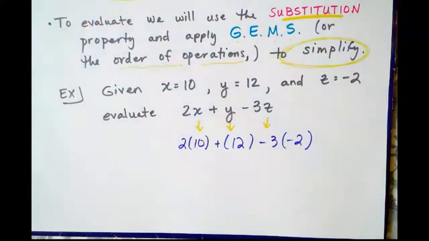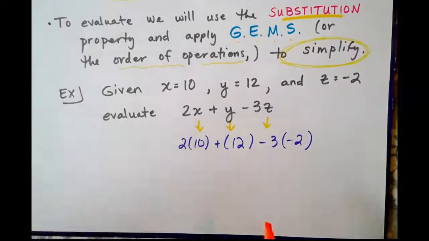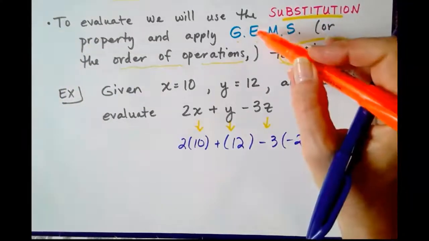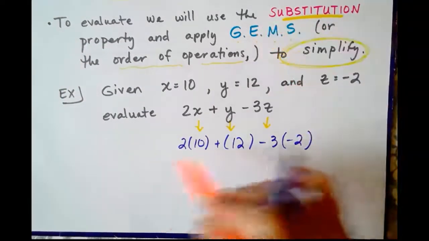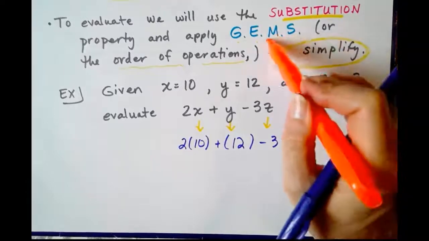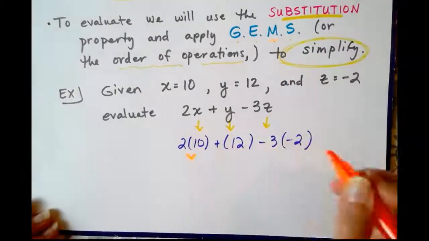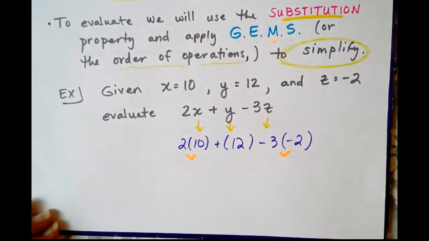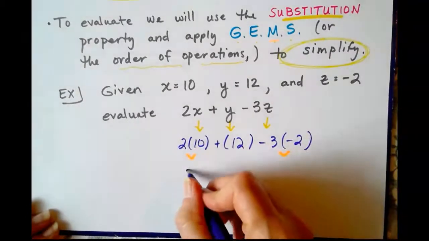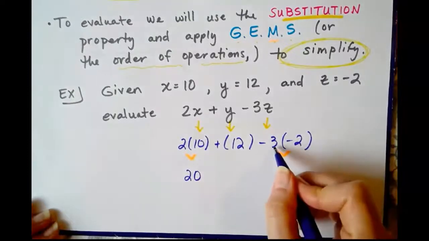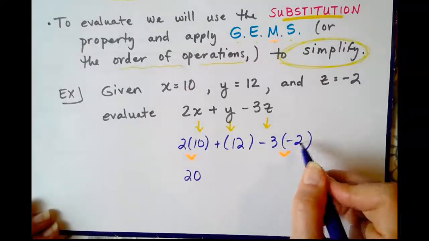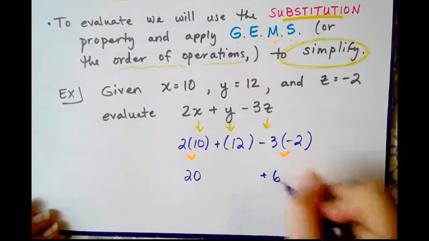Next we're going to follow the order of operations: grouping symbols, exponents, multiplication or division, subtraction or addition. So we do have some grouping symbols, but there's nothing to do inside of the grouping symbols, and that's what that G really represents. Next is E for exponents. There's no exponents here, so we're going to the M. M is multiplication. We're going to multiply here and there. So 2 times 10 is 20, and -3 times -2 is +6.